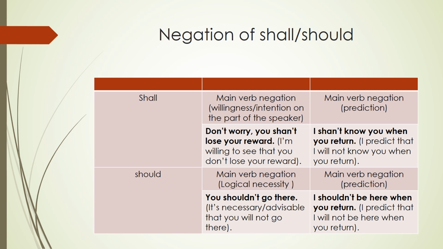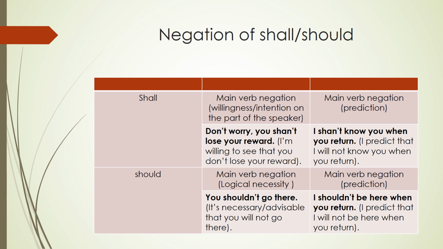So the meaning of the sentence is it is necessary, it is advisable. I didn't say it is not necessary. If I say it is not necessary, this means I am negating should. But here, it must not be negative, it is positive. So we say it is necessary, it is advisable that you will not go there. Here we are negating the main verb.